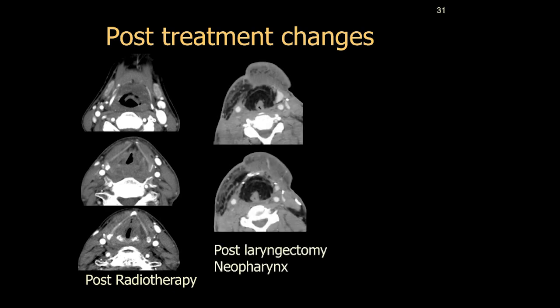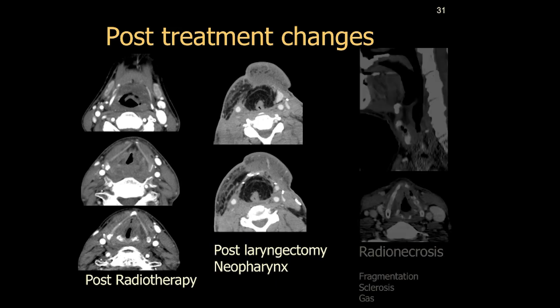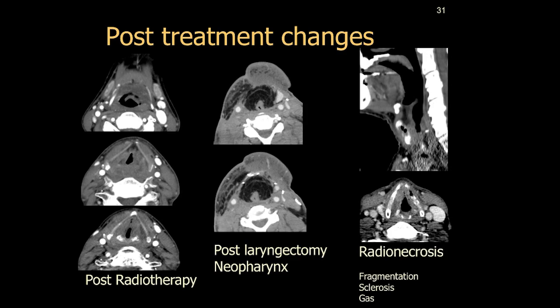This is a post-laryngectomy patient showing concentric thickening of the neopharynx with an overlying flap. You can see the additional post-radiotherapy changes with fat stranding as well. Very rarely one sees findings such as these. This is chondroradionecrosis as a complication of radiotherapy, and you can see the fragmentation and destruction of the cartilages with sclerosis and gas.